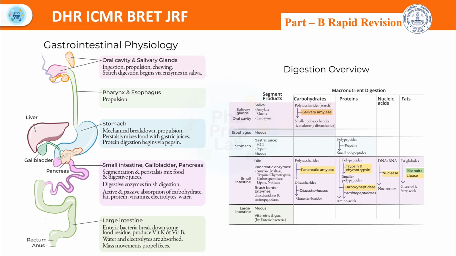Where you can find enteric bacteria is your large intestine. So the secretions are important. Which secretions consist of what, and which organs respectively secrete them, is important.